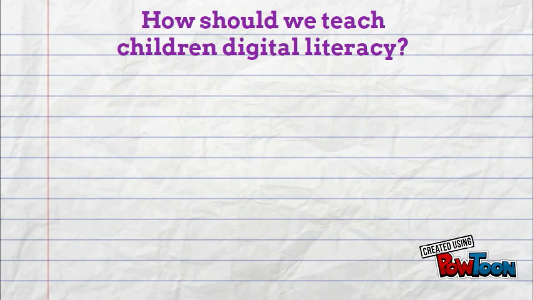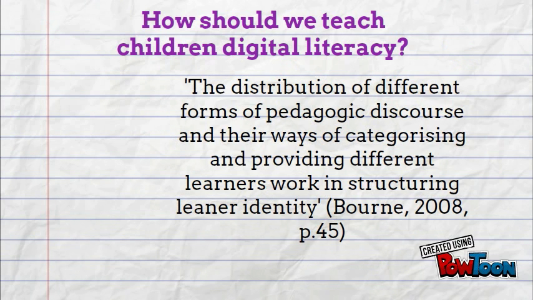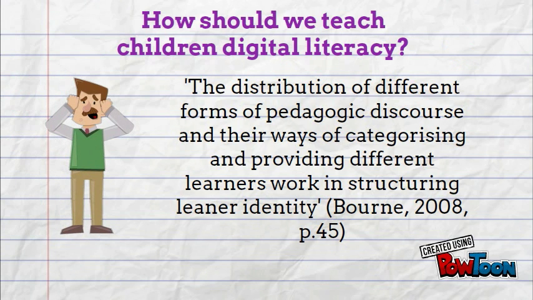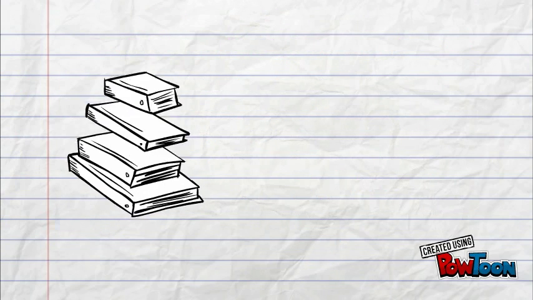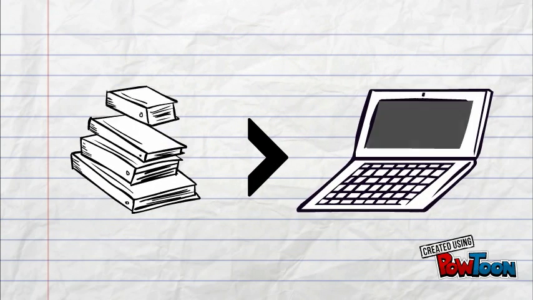Even though technology is used in classrooms, it is not necessarily teaching children about digital literacies, or as Vaughan states, the distribution of different forms of pedagogic discourse and their ways of categorising and providing for different learners work in structuring learner identity is not being achieved, as the only thing which is changing is the tools used to teach children old tricks.